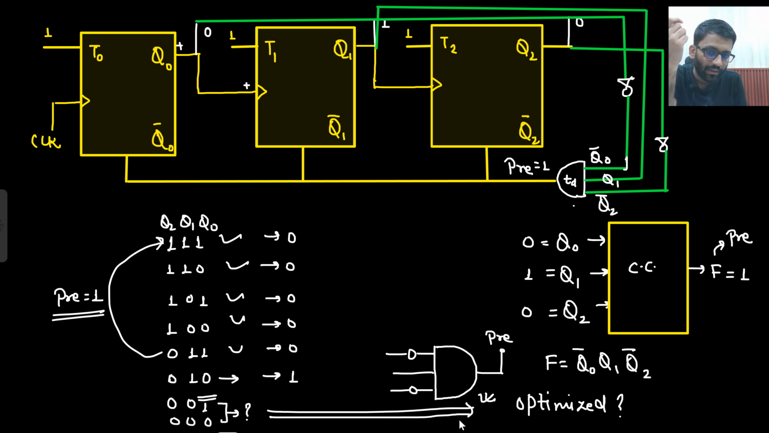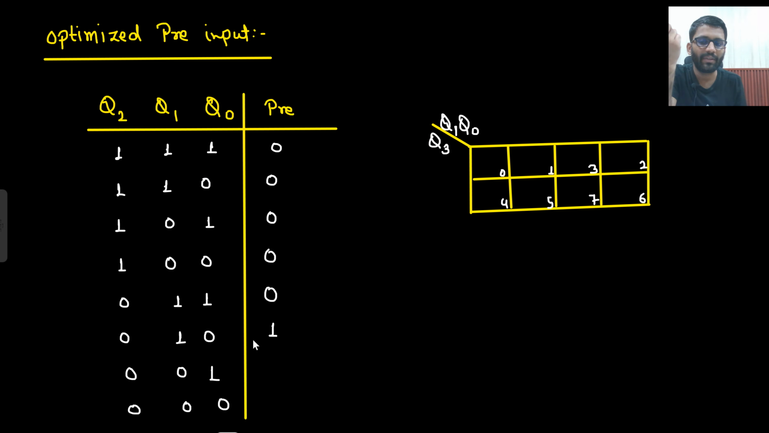No. Look, these inputs, 0 0 1 and 0 0 0, will not even occur. If these are not even occurring, then what will they be? They will be don't care. So now we are optimizing our pre-input.